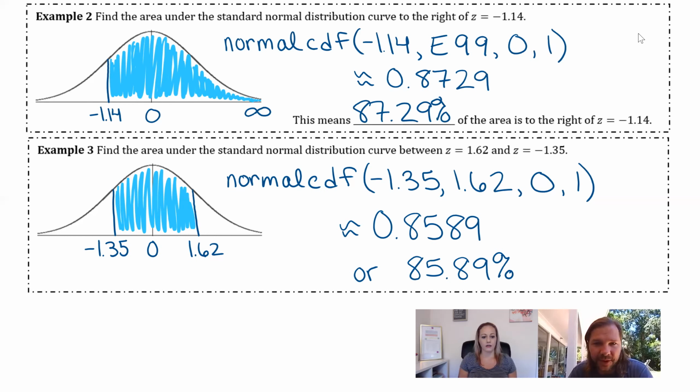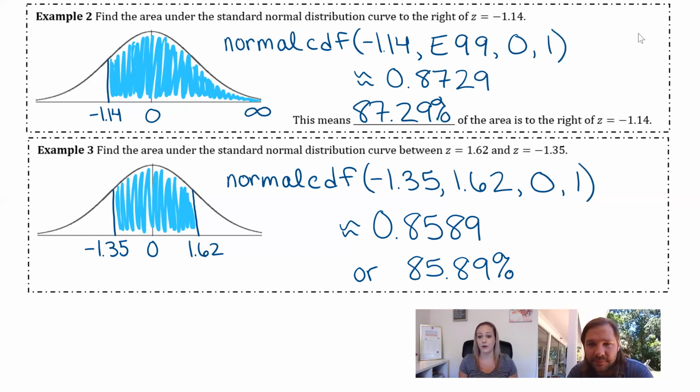Did I do everything okay? Yes, I actually have a question. It said to find the area between 1.62 and negative 1.35. So why couldn't we just put negative 1.62 comma negative 1.35? You said it had to go lower bound and then upper bound, and so you have to go with the smaller number to the left as the lower bound and then the larger number to the right.